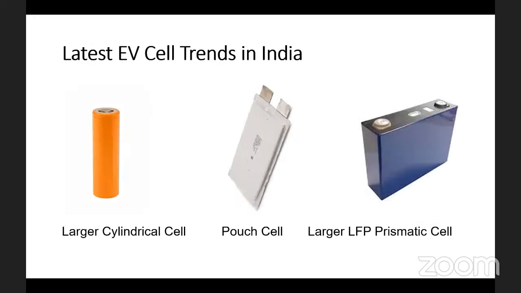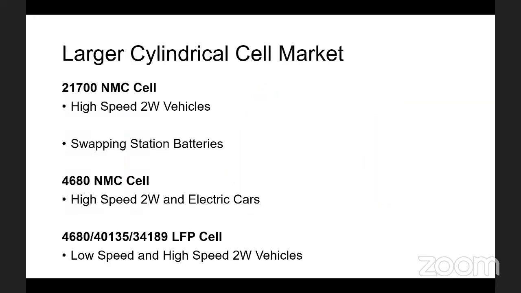And then the latest EV cell trends. The latest trends emerging in India are larger cylindrical cells, pouch cells, and larger prismatic cells. Let's talk about this in a little more detail. Larger cylindrical cells, I would divide into 3 categories. Although 21700 is very old, and companies like Tesla and a few others have been using it for more than 5 years, in the Indian market it is just hitting. All the premium scooters you see in the market, Ola, Ather, TVS, and Hero Vida, pretty much use this. But other than these 4 companies, not much of this is happening. Cost is also a contributing factor why it is not taking off.